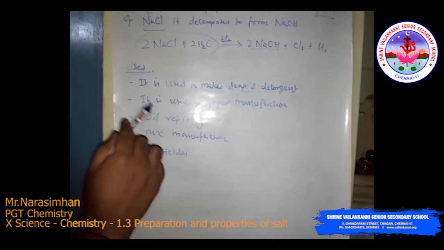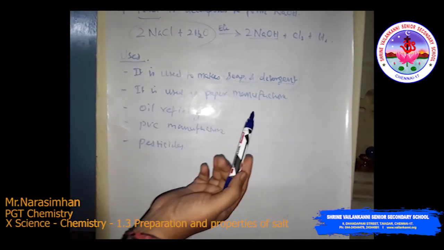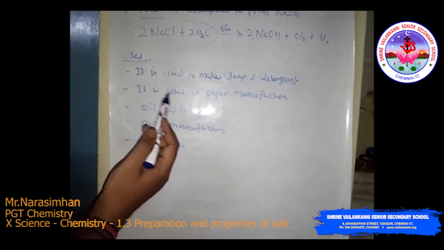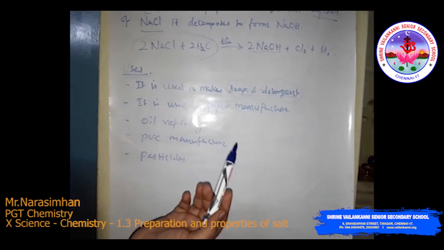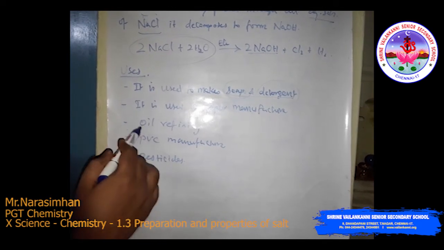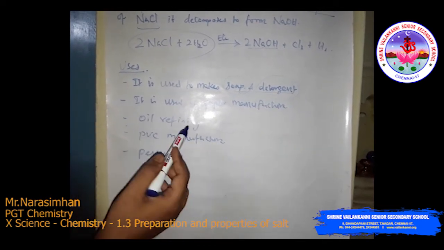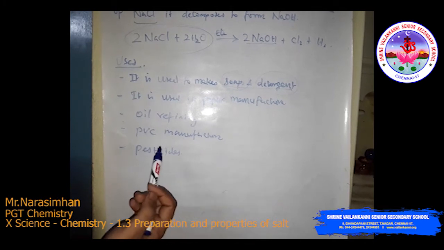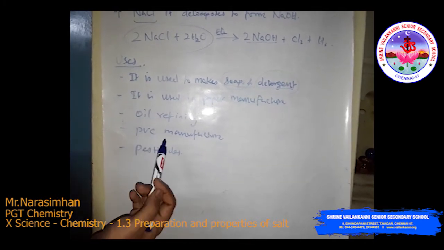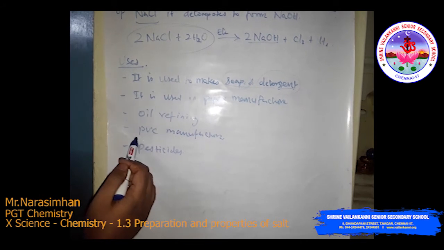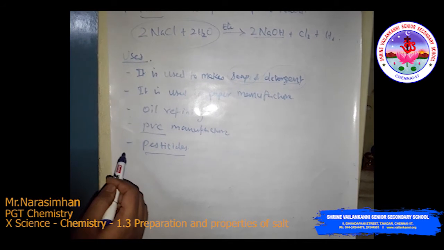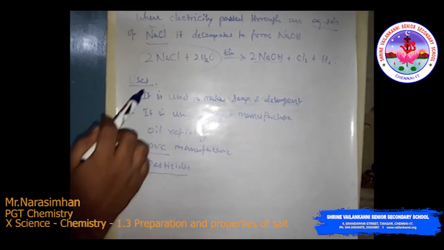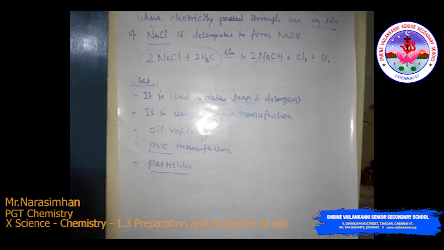See, then next, it is used in paper manufacturing industries. The paper manufacturing industries use NaOH, sodium hydroxide pellets, and bleaching agents, and also oil refining industries. Then PVC, polyvinyl chloride manufacturers, that is PVC pipes. Then pesticides. So these are the simple uses of NaOH, sodium hydroxide or caustic soda.